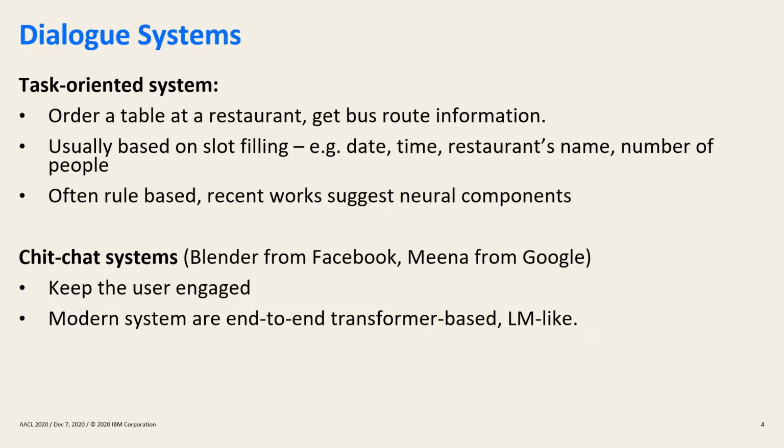By contrast, the other type of dialogue systems, the chit-chat systems, the modern ones are end-to-end. The goal there is mainly to keep the user engaged. They're usually transformer-based. Essentially, it's a language model that tries to predict the correct response in the same way you would predict the next word or the next sentence. And there are also hybrid systems which combine the two. For example, you could have a task-oriented system, but when the user goes off script, it might employ a chit-chat backup.